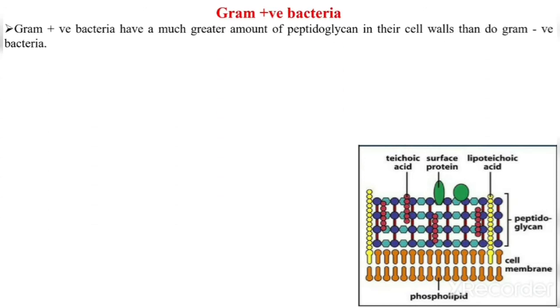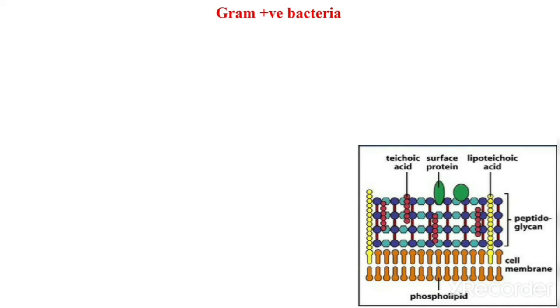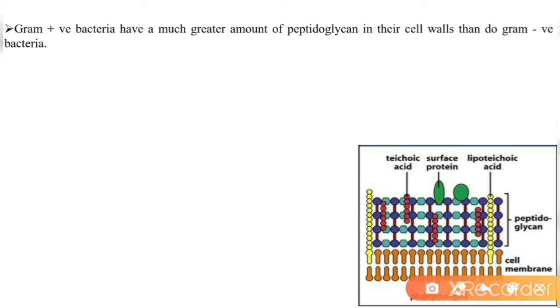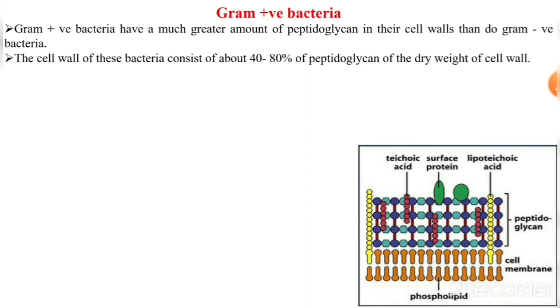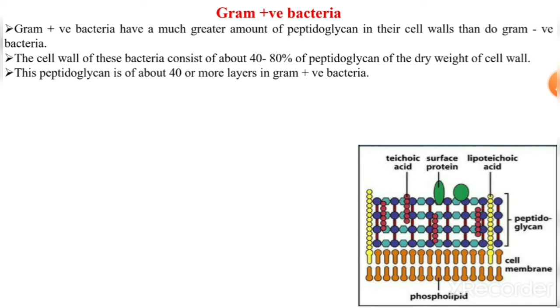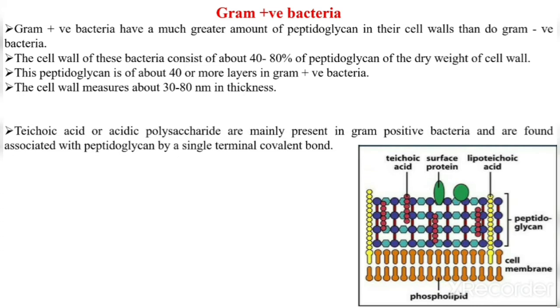Next point is the gram-positive bacterial cell wall. Now see the cell wall structure and composition in the gram-positive bacterial cell. Gram-positive bacterial cells have a much greater amount of peptidoglycan in their cell walls, while gram-negative cell walls have much less. The cell wall of these bacteria consists of about 40 to 80% peptidoglycan of the dry weight of the cell wall. This peptidoglycan is of 40 or more layers in gram-positive bacteria. The cell wall measures about 30 to 80 nanometers in thickness.